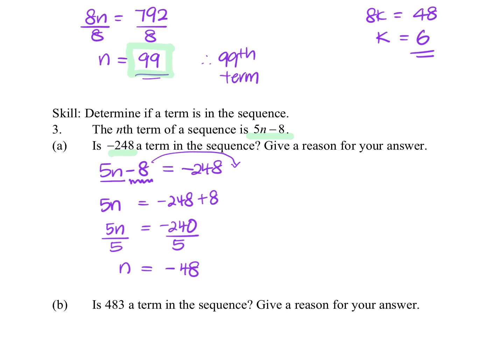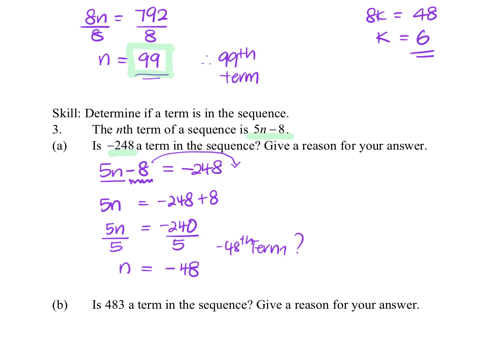Am I going to have a negative 48 term? Is there a term number, whichever, term 1, term 2, term 3, term 4, right? Do we have negative numbers? No, right? So in this case, the question asks, is it a term in the sequence? Give a reason for your answer.